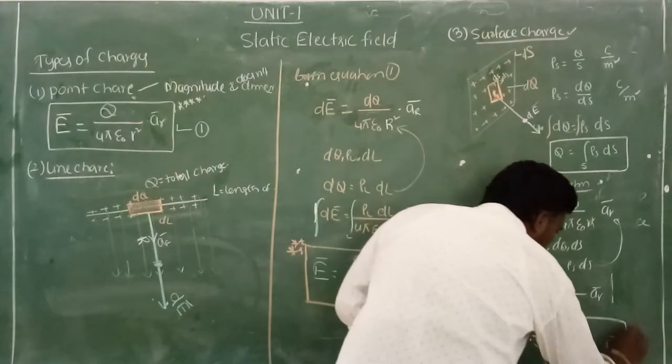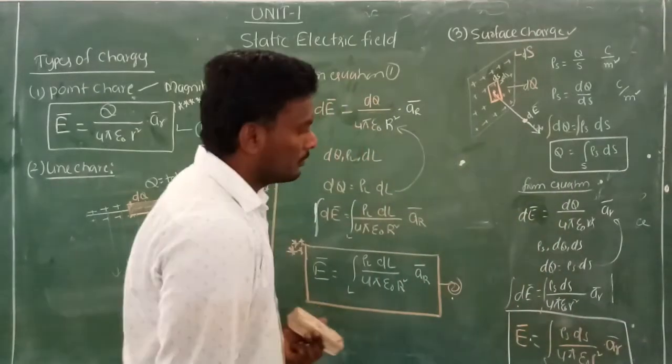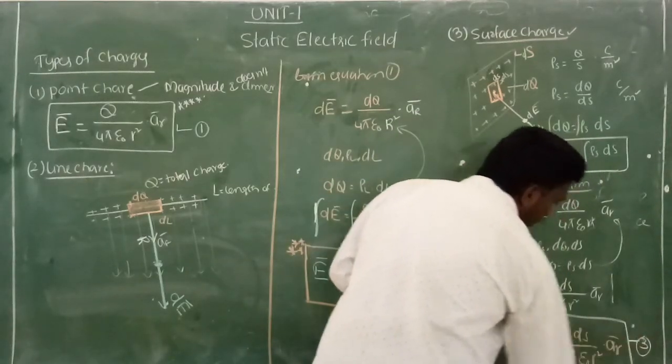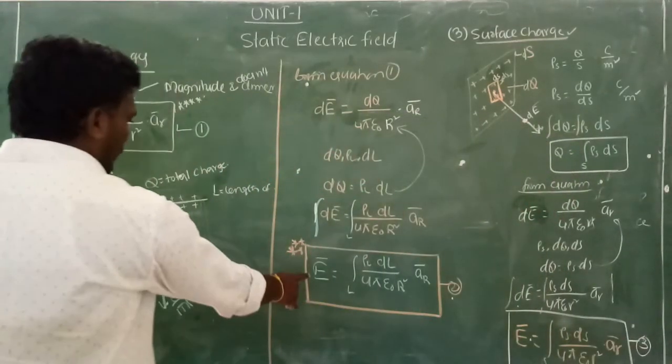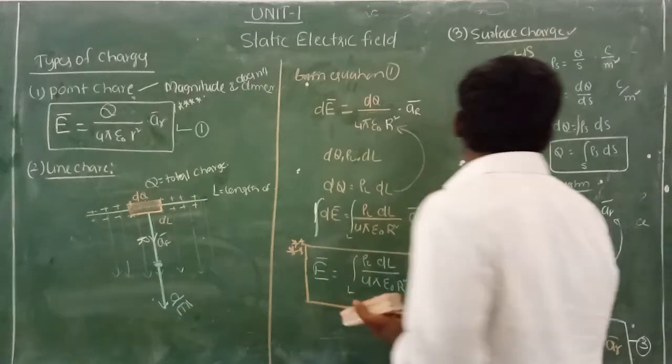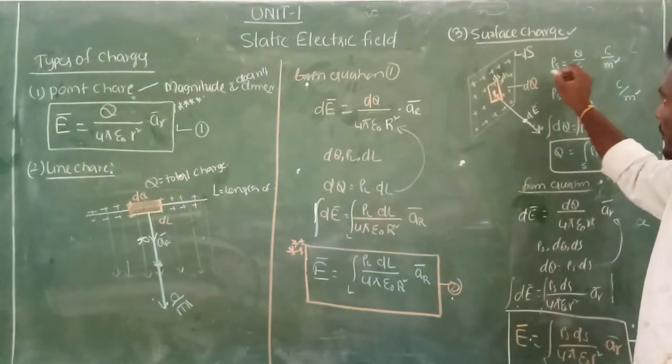This is the electric field intensity due to surface charge, please remember, along with the electric field intensity due to line charge and the electric field intensity due to point charge. Okay, so now what is the practical example of this surface charge?